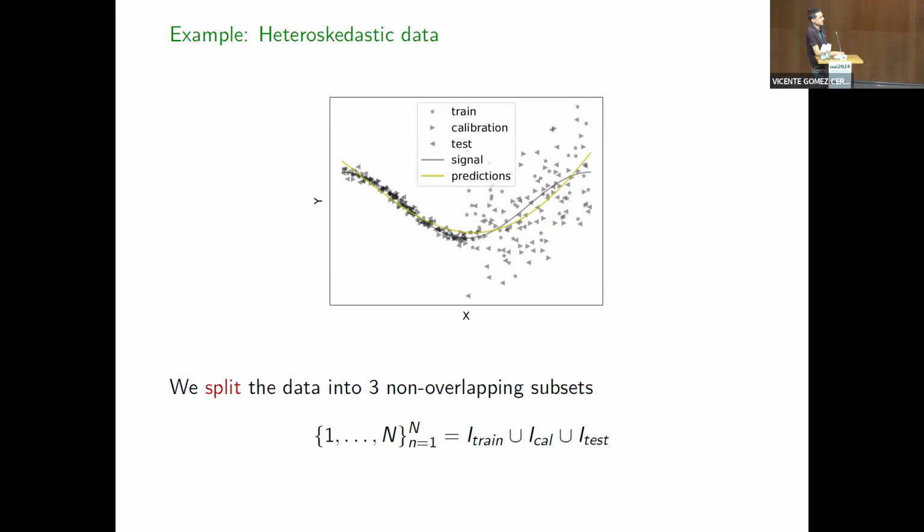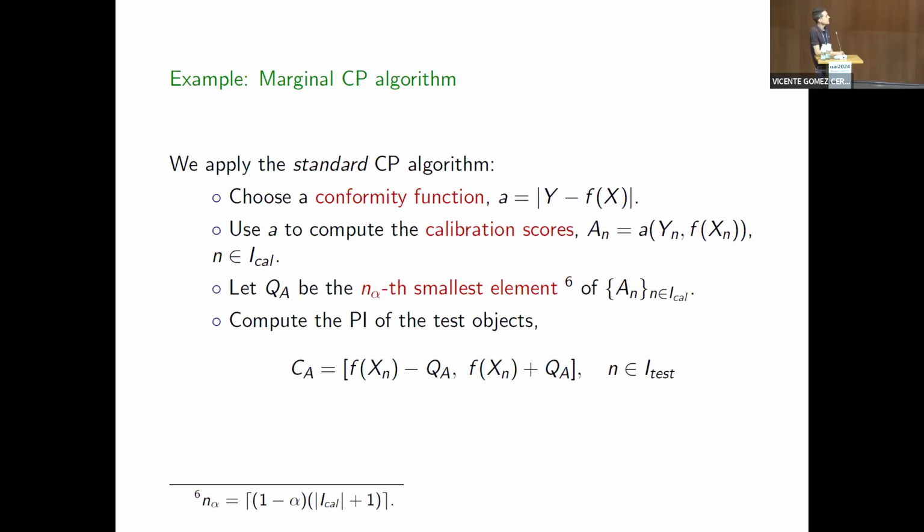As I told you, we split into 3 data sets: train is used for training the conformity score, calibration to compute the quantile actually, and test is to measure the performance of the model. And this is a summary of the algorithm that you can implement. It's really 3 lines. We pick the usual conformity score. We compute the calibration scores. We rank them. We pick the n alpha smallest element. Here you have the expression if you want. And this is an approximation of the 1 minus alpha quantile.